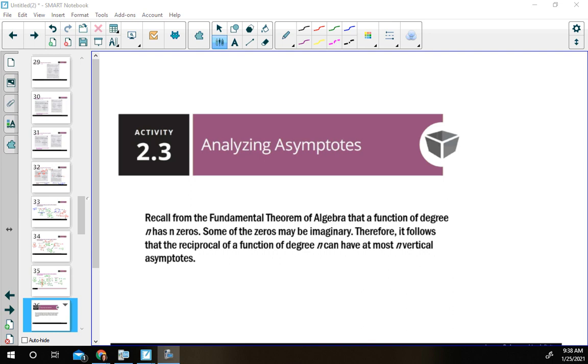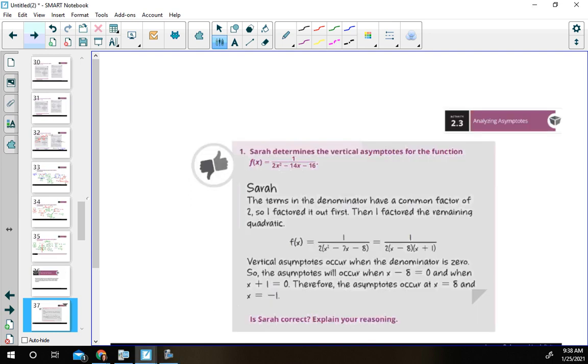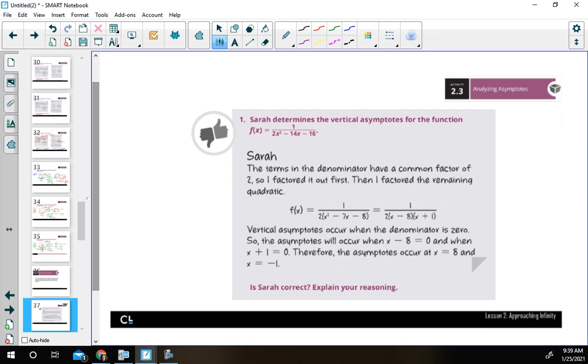All right, so this last one here, we're just going to talk about finding vertical asymptotes. Okay, so I want you to read through Sarah and determine is she correct. Explain your reasoning on what she has for finding her vertical asymptotes. Remember, when we're talking about vertical asymptotes, it's what gives me error in my calculator for the x values. Okay, so pause the video here and try to answer whether you think Sarah is correct or not.